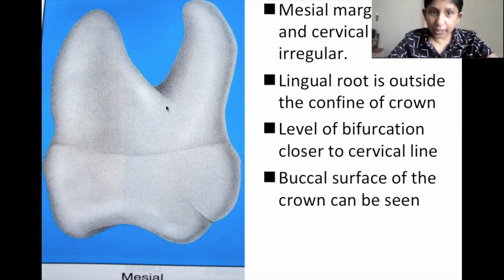So this is called a root trunk. The undivided portion of the root is called the root trunk. So they're trying to say that on the mesial aspect, the root trunk will be smaller, and the root trunk will be larger on the distal aspect.